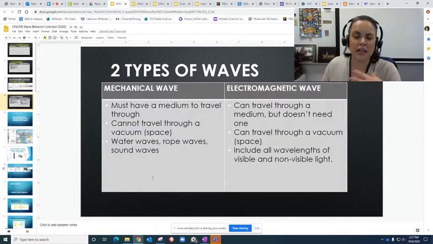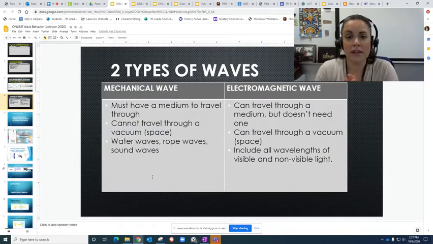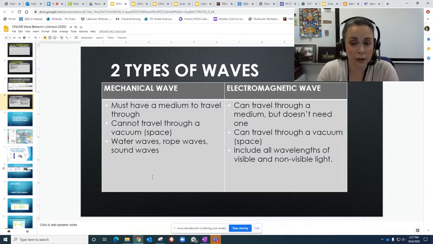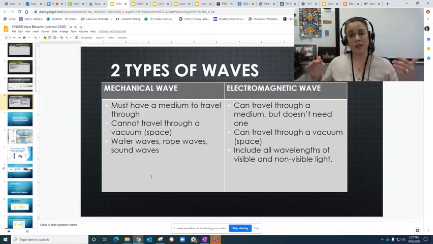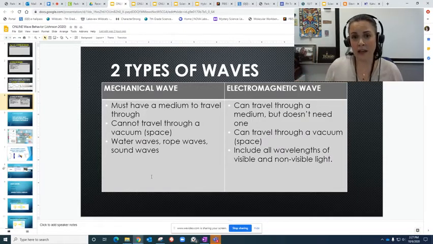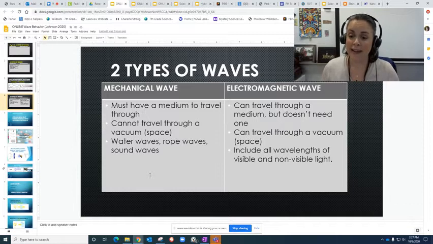And with an electromagnetic wave, they can travel through a medium. We're actually going to be exploring that today, but they don't need a medium in order to travel. And that means that they can travel through the vacuum of space. So, for instance, why do we see light from the sun and we don't get sound from the sun? Well, sound cannot travel through the vacuum of space, but light can.